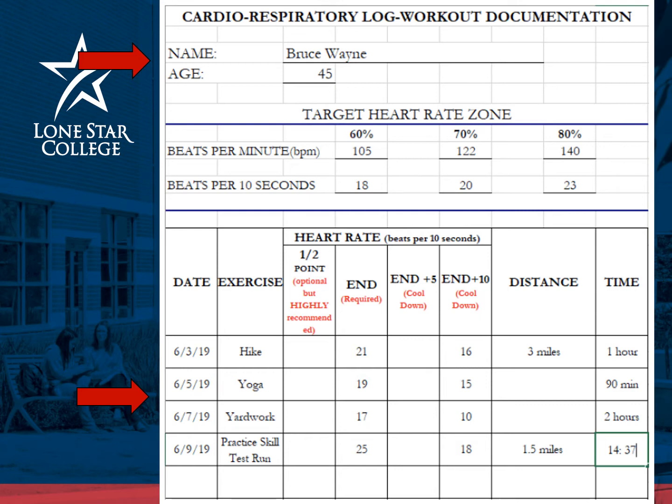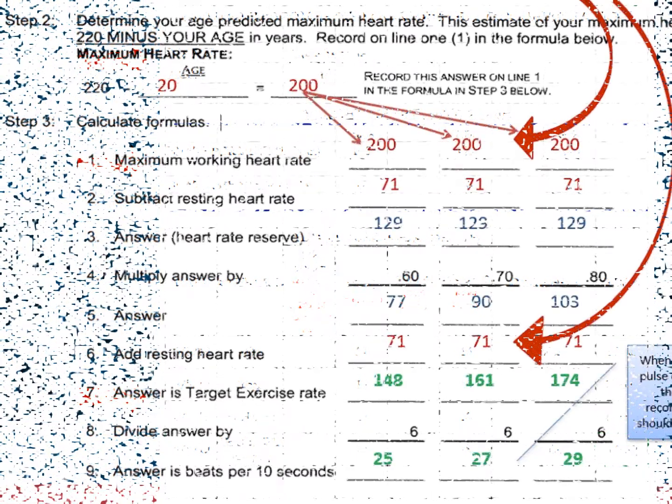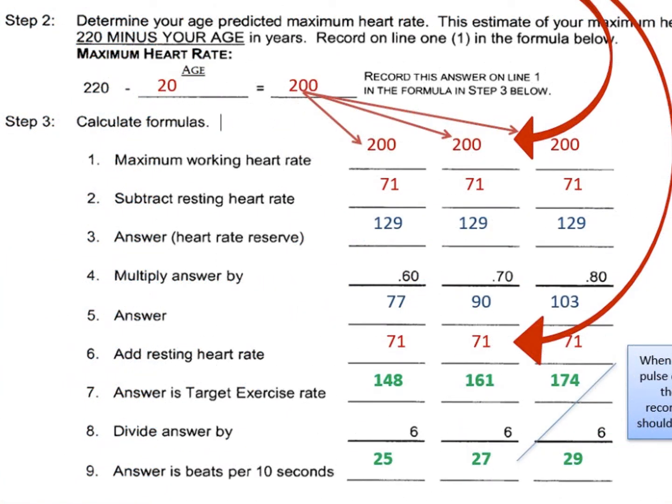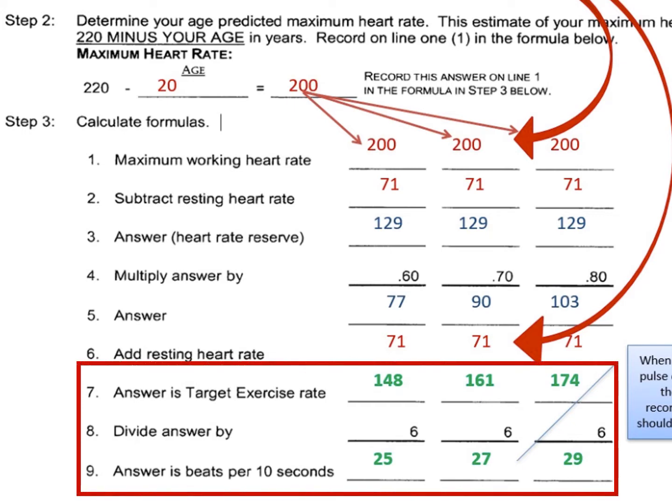Now, take a look at the target heart rate zone data section. This is the information you will enter from the Carbonin formula activity you will complete during week 1. The data you will use in this section comes from step 3, number 7 and 9 from the Carbonin formula activity shown here in this slide.